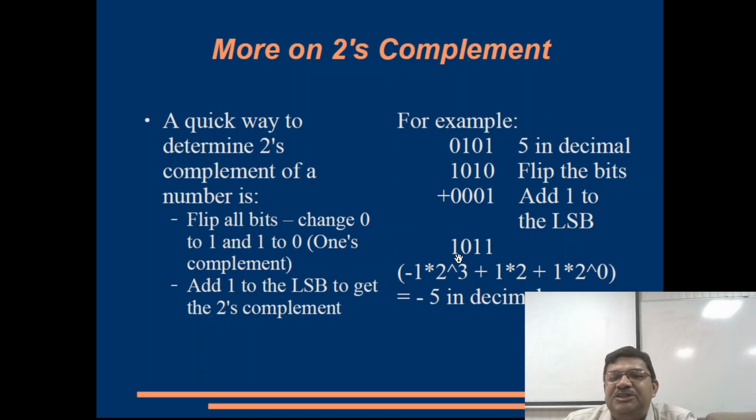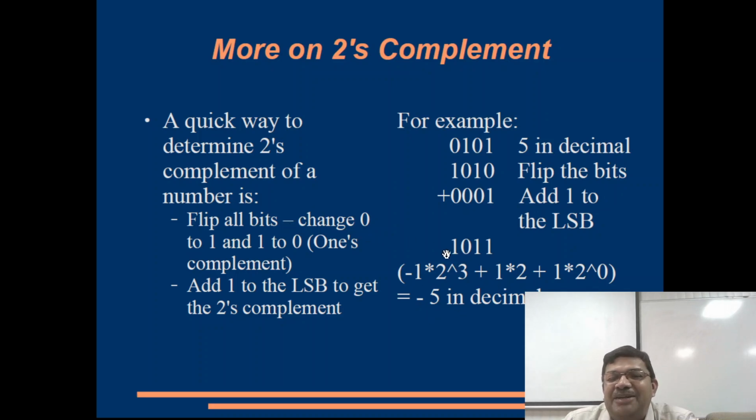The number is 1011, and the actual number in decimal representation is, this one carries negative weight. So this is equal to 1 multiplied by 2 raised to the power 3, right? This is 0, then this is 1 multiplied by 2 raised to the power 1, and this is 1 multiplied by 2 raised to the power 0, and that's minus 5 in decimal.